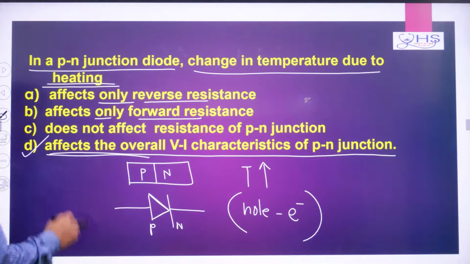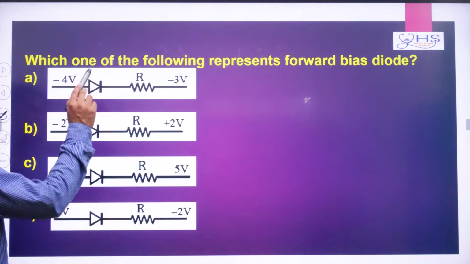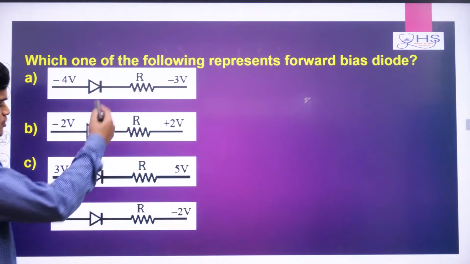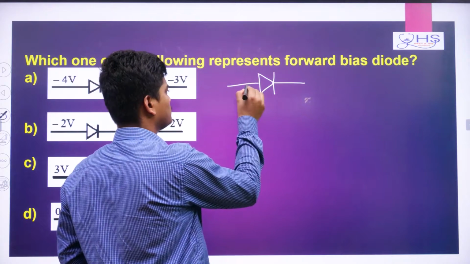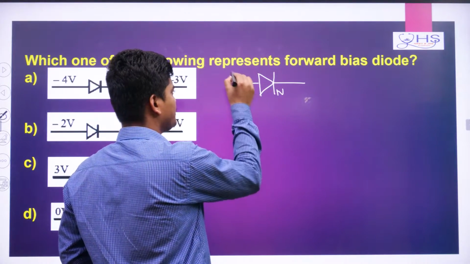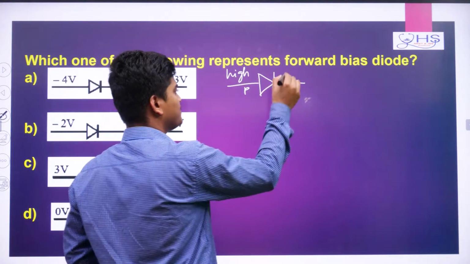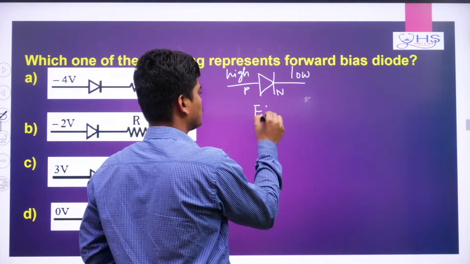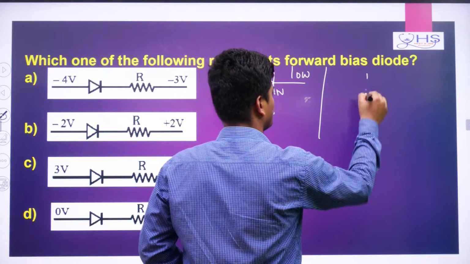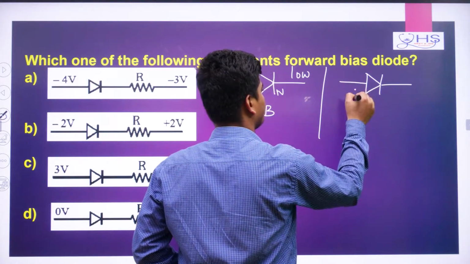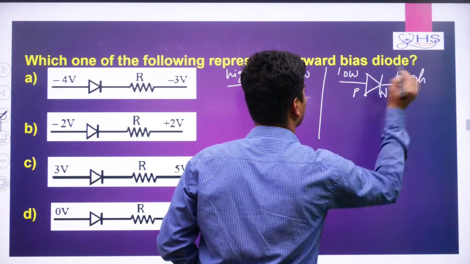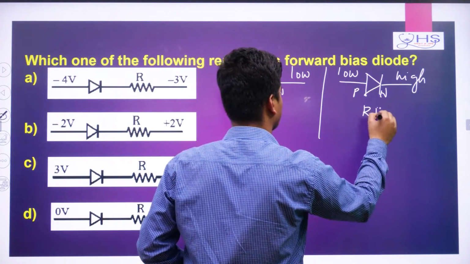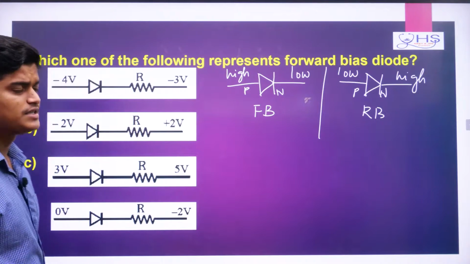Now we'll go to the next question. It is a normal language question: which of the following represents the forward bias condition? Some options are given here. Remember, in a PN junction diode, this is your P side and this is your N side. If the P side is connected to high potential and the N side to low potential, this condition is called forward bias. If the P side is connected to low potential and the N side to high potential, then this condition is called reverse bias. One is forward bias, one is reverse bias.